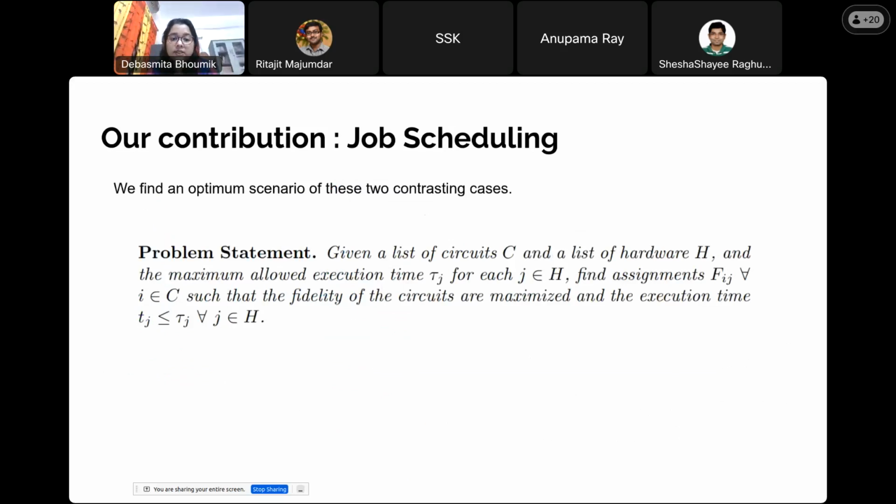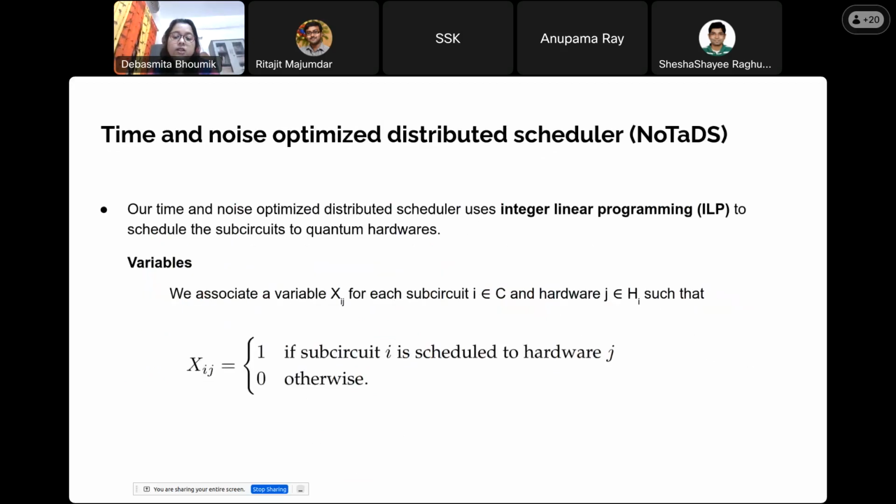So the optimum scenario is, given a list of circuits C and a list of hardware H, and some maximum allowed execution time tau j for each hardware, we have to find an assignment Fij such that the fidelity of the circuits is maximized, because that is our goal, and the execution time will be within a certain limit, that is the tau. For this, we design our scheduler known as the time and noise optimized distributed scheduler. This scheduler uses integer linear programming to schedule the subcircuits to quantum hardware.